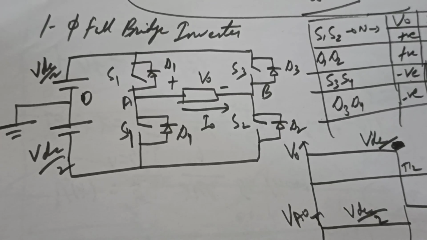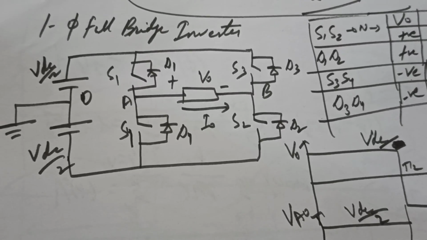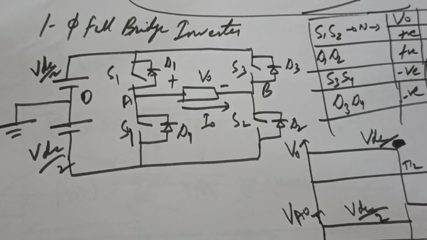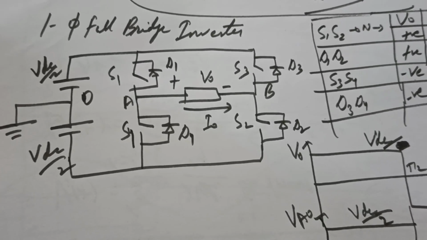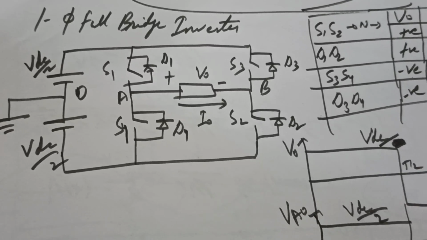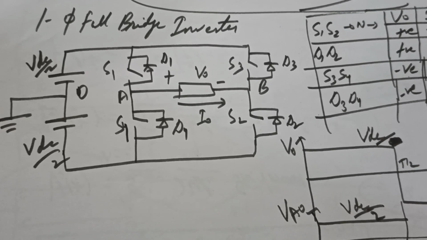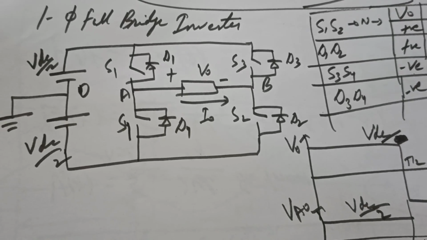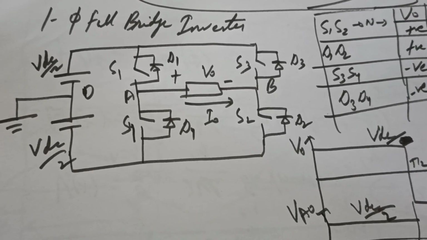So we have to obtain the voltage, that is the VA0 voltage. How can we obtain the A0 voltage? It is very simple to obtain. Just make sure which switches are conducting in which region. For example, have a look at this.